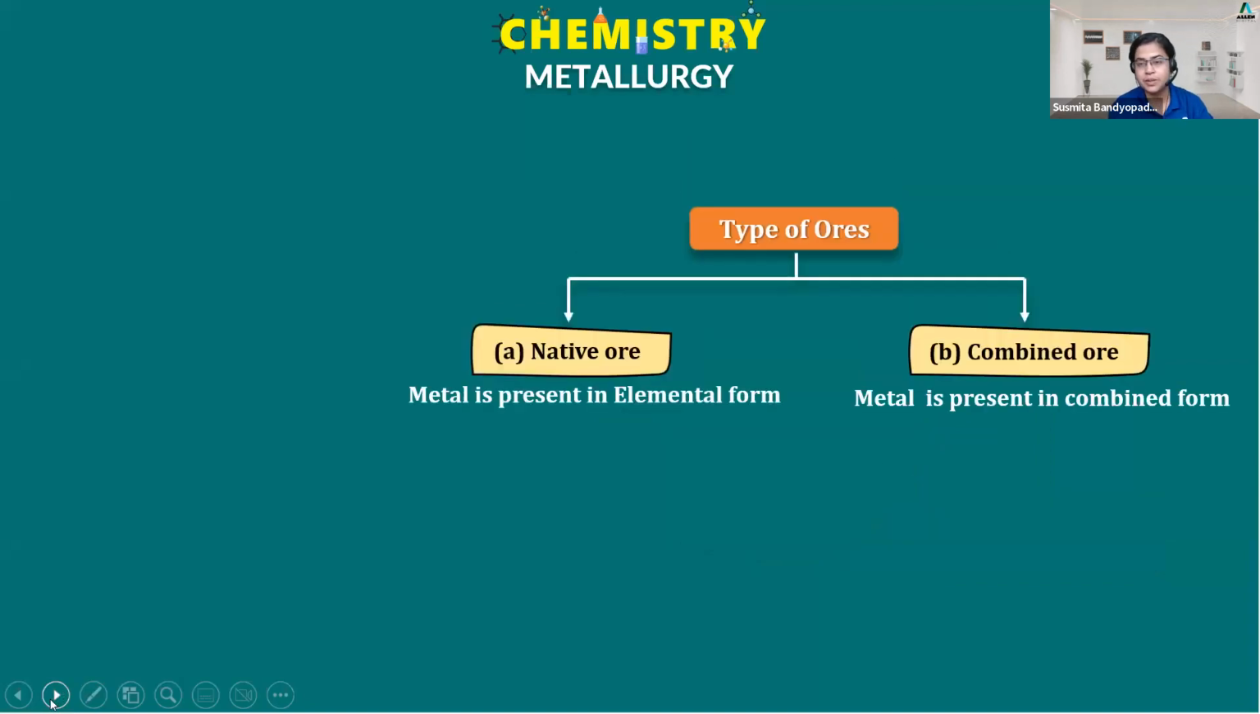Now let's continue. So undesired impurities can be called gangue or matrix. So our job is to separate the gangue or matrix from the metal. And that's what metallurgy is all about. The metals which are present in the elemental form, they are known as the native ores.